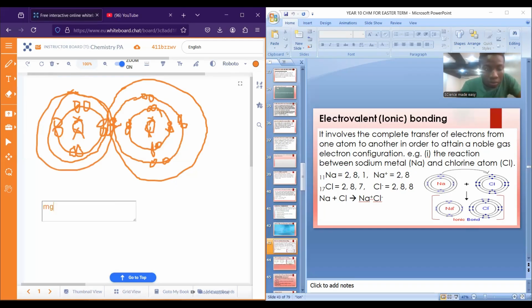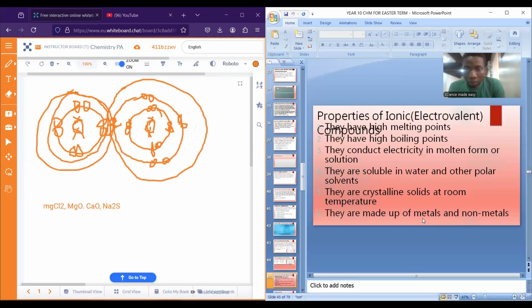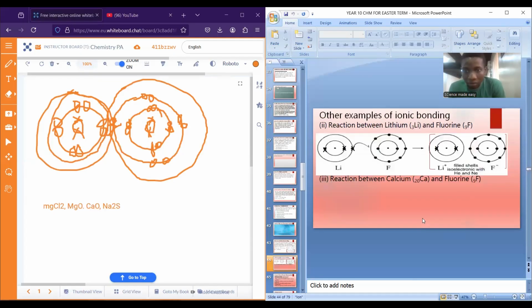Magnesium chloride. That means you can see magnesium is a metal, chlorine is a non-metal. Magnesium oxide, calcium oxide, sodium sulfide. So whenever you see a metal combined with a non-metal, that is an electrovalent combination. You can see all the examples here. You have even lithium fluoride. Lithium fluoride is also another example. Lithium is a metal and fluorine is a non-metal. So combined together, it gives us our ionic bonds.